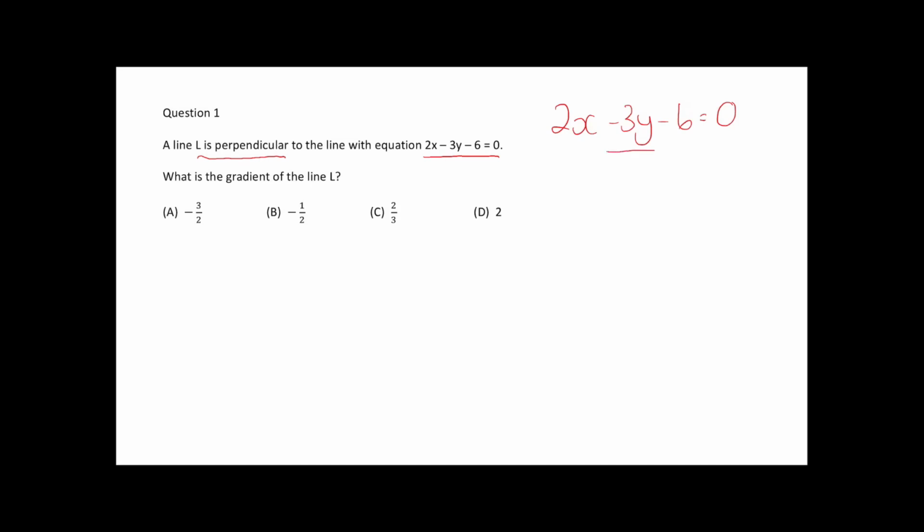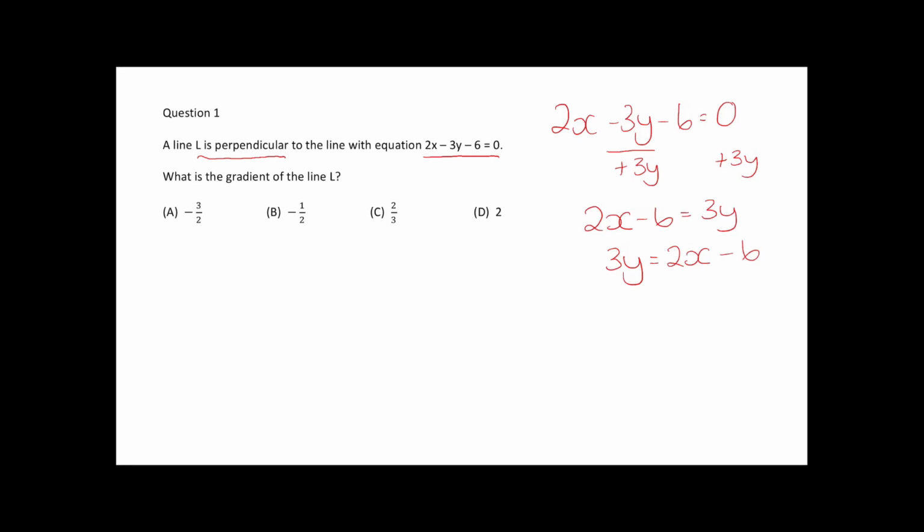So we've got a negative 3y. Best thing to deal with first is getting that to be a positive. So to turn that into a positive, we're going to add 3y onto both sides of this equation, and we'll get 2x minus 6 is equal to 3y. Now, just to put everything in the order that we'd be most familiar with, I'm going to rewrite that as 3y equals 2x minus 6.